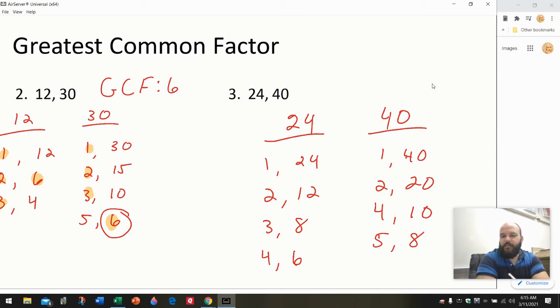7 is going to give you the same result. 7 times 5 is 35. And then 7 times 6 is 42. So you will not get 7 to go in evenly. So now we know we're done for the factors of 40.